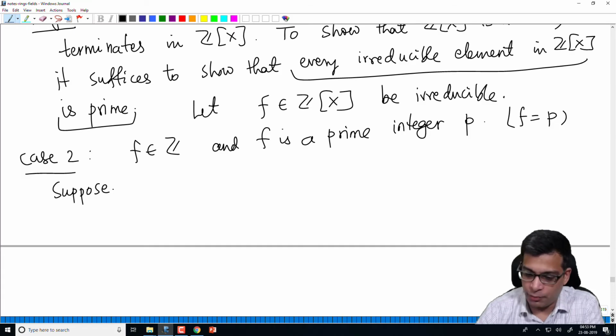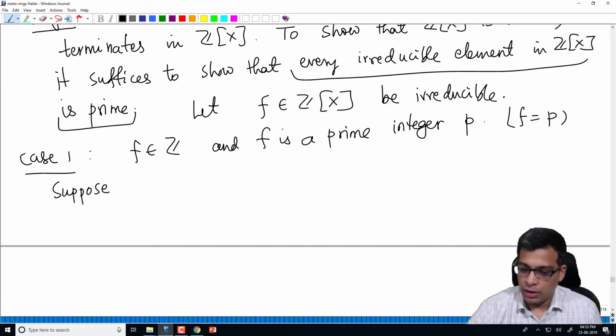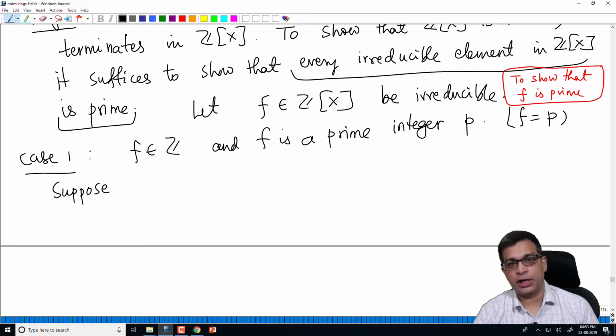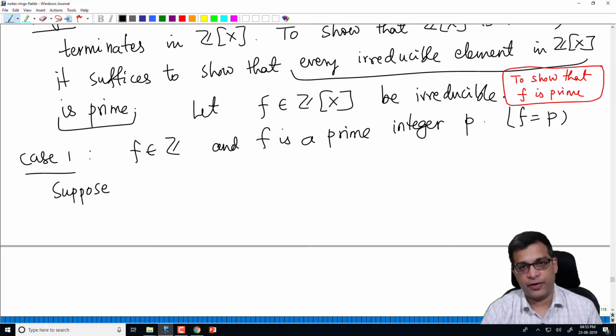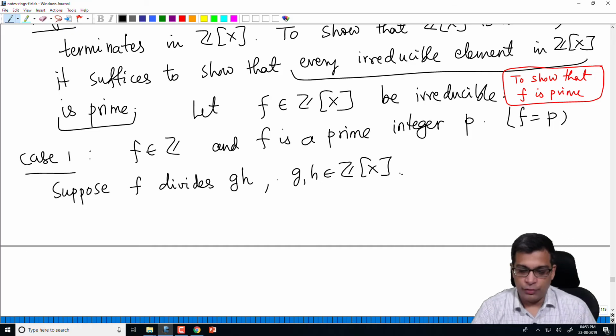So what is the meaning of being prime? Actually I should call this case 1, by the way. What am I trying to show? We want to show f is prime. That is the goal. What is the meaning of being prime? Prime means if f divides a product of two elements in Z[x], f divides one of them. So suppose f divides gh, where g and h are in Z[x]. We would like to conclude that f divides either g or f divides h.